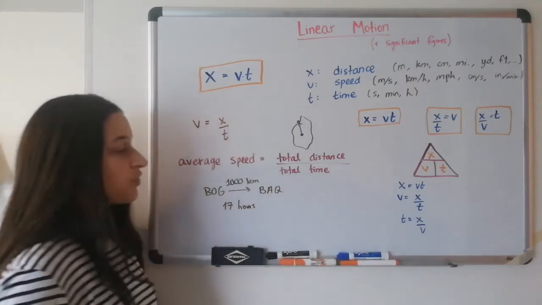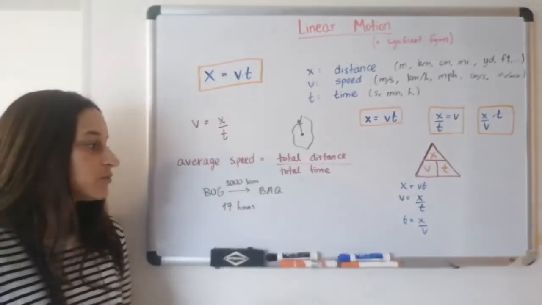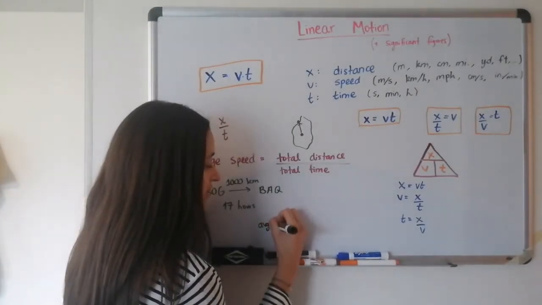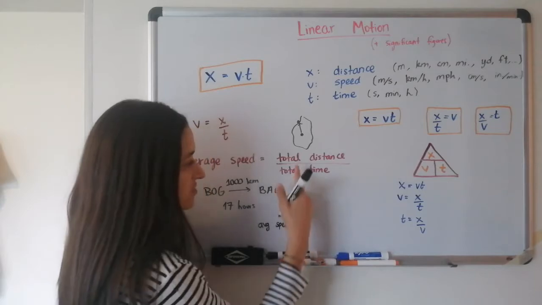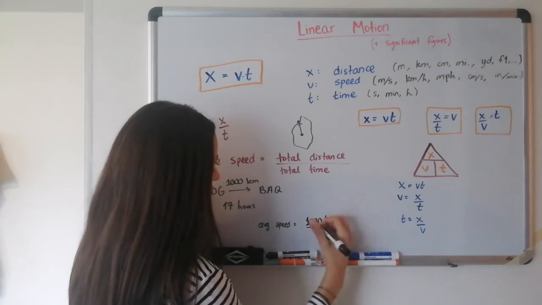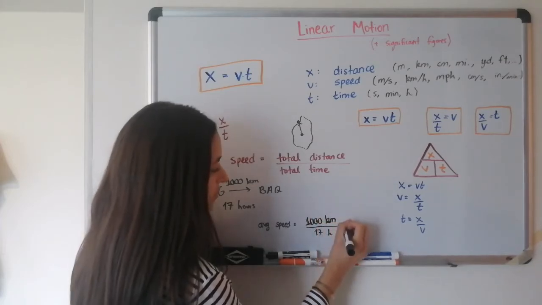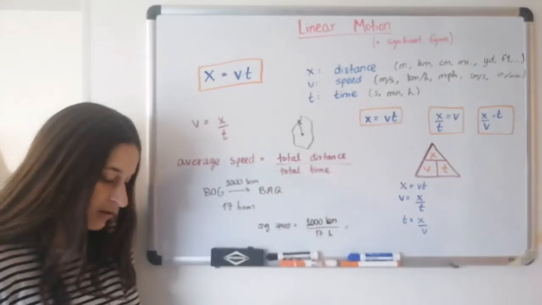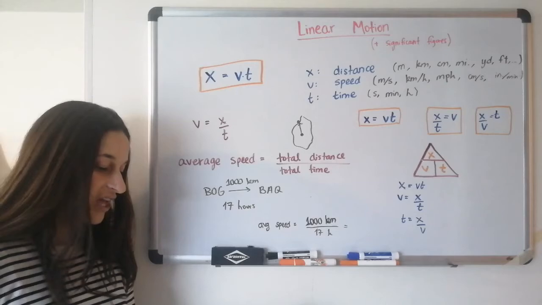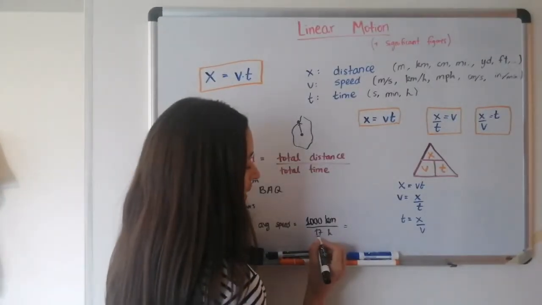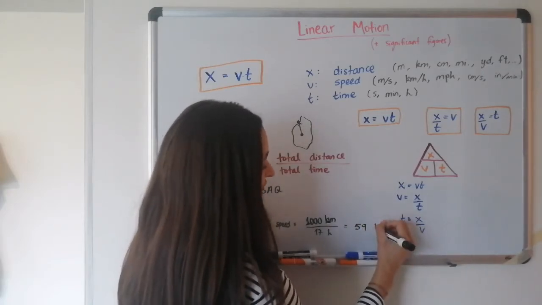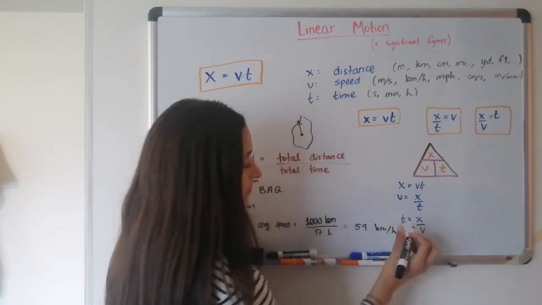So if we want to know their average speed, we would just put these 2 values. Their average speed is the total distance of 1,000 kilometers over the total time of 17 hours. And that gives us 1,000 over 17. That gives 58.8. But remember, we have 2 significant figures, so we approximate that to 59 kilometers per hour.